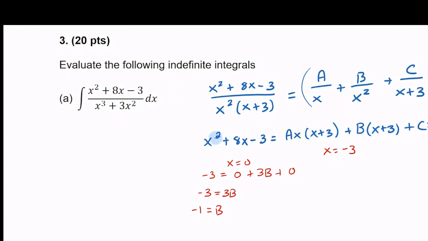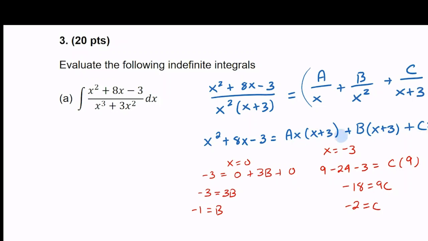So on this side, if I plug in -3, -3 squared would be 9, plus 8 times -3, which would be -24, minus 3. We know it's going to zero out this factor and this factor, so we're going to be left with c times 9, because -3 squared is 9. If we simplify this, we end up with -18 equals 9c, so therefore c is equal to -2. So now we know what b is and we know what c is.